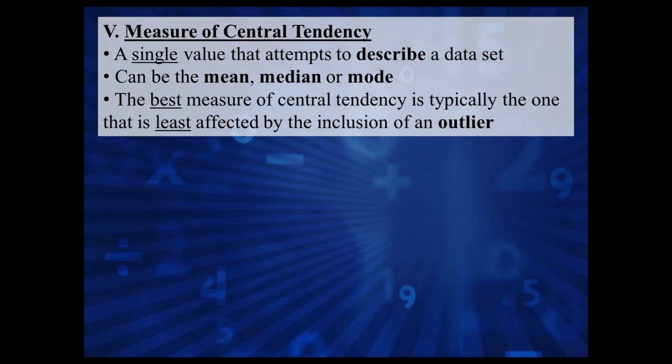However, one way you can determine the best measure of central tendency is to look at which of these three is least affected by the inclusion of an outlier. We don't want outliers to have a significant influence on our data. So if we're trying to report data that's meaningful, we want to report the single thing that is least affected by that outlier.